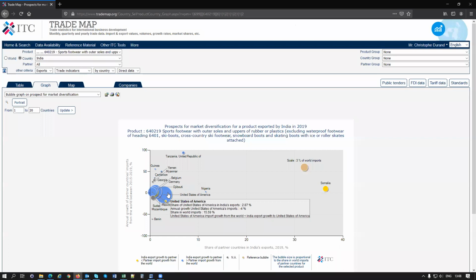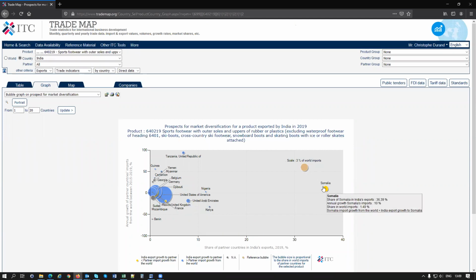And last but not least, we see that the bubble is in blue, which means that India's export growth to the USA is larger than USA's imports from the world, right? So what does this mean? It means that India is gaining market shares in the USA, right? And that's not the case in Somalia, right?